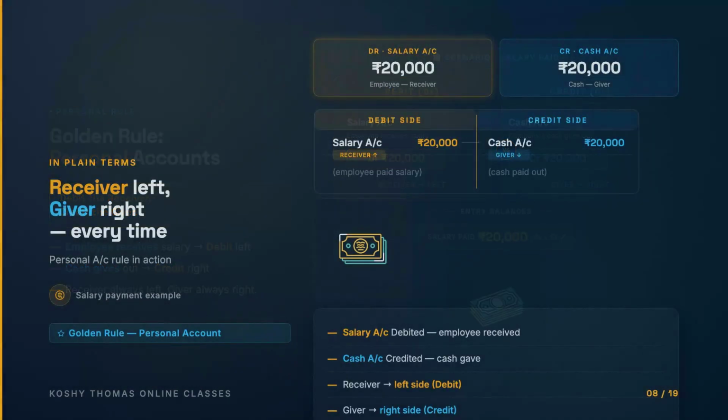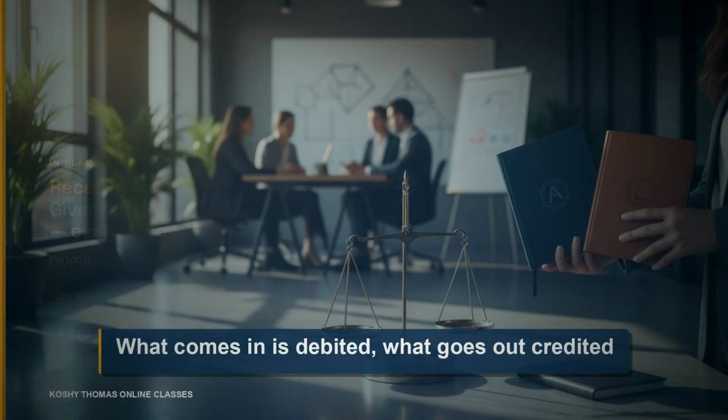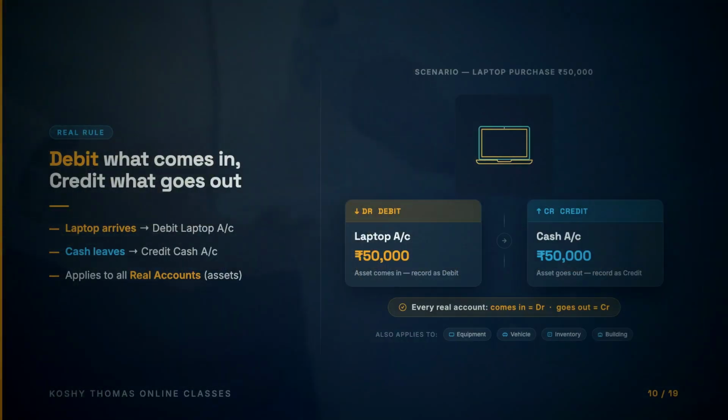Simple as that. So for that salary payment, salary account is debited because the employee received. Cash account is credited because cash gave. Receiver on the left, giver on the right. Every time you pay a supplier, every time you collect from a customer, same logic. Ask yourself, who receives, who gives?